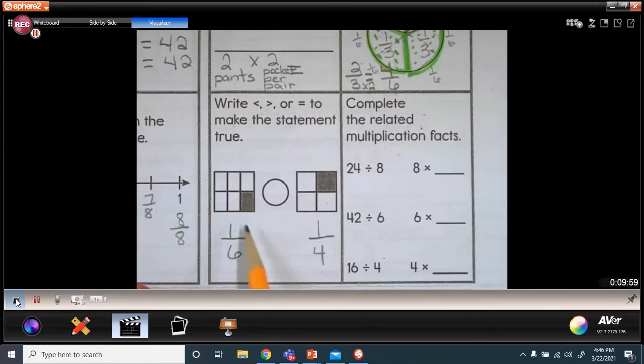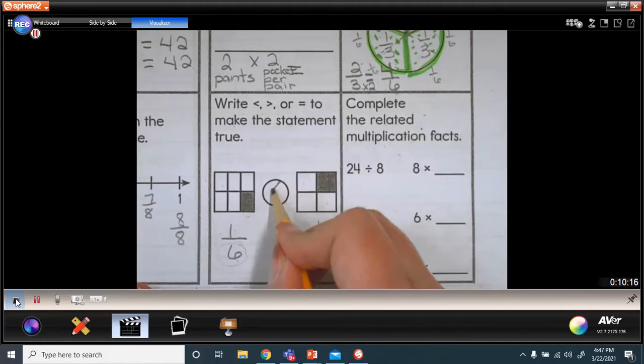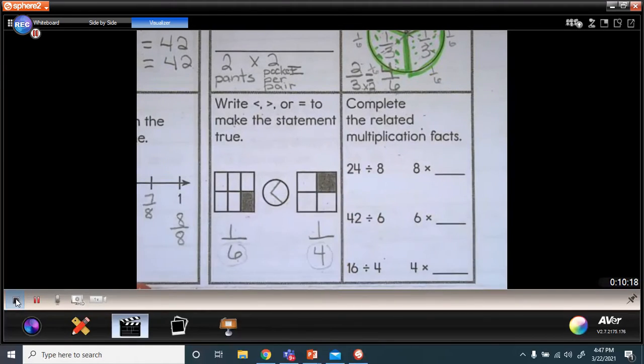Remember, when you break up a whole into more pieces, the pieces get smaller. So my sixth should be smaller than my fourths. And if I'm just comparing one of each, 1/6 is going to be less than 1 of the fourths. And you can also use your fraction strips to compare this information.